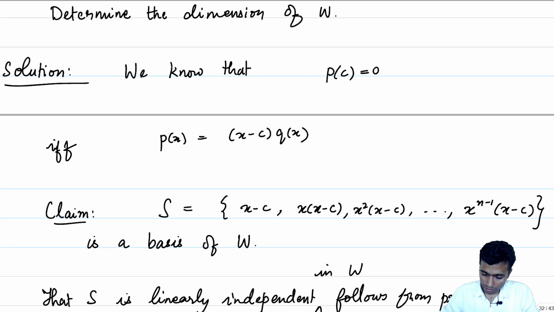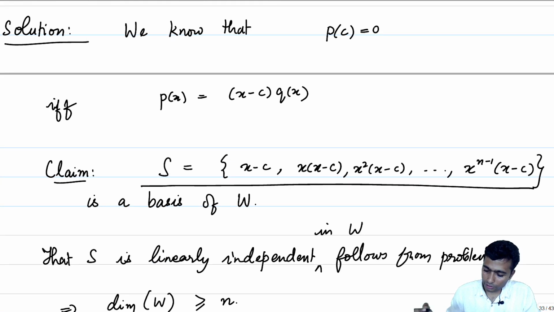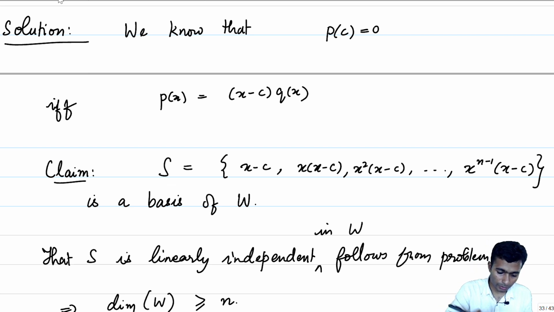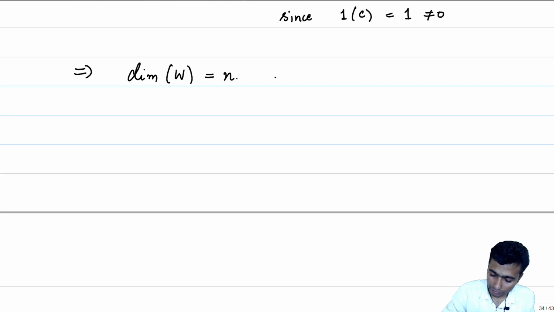But what do we have? We have just proved that dimension of W is equal to n, which is what our goal was. Also notice that S is indeed a spanning set. So yes, this is our solution to the problem.